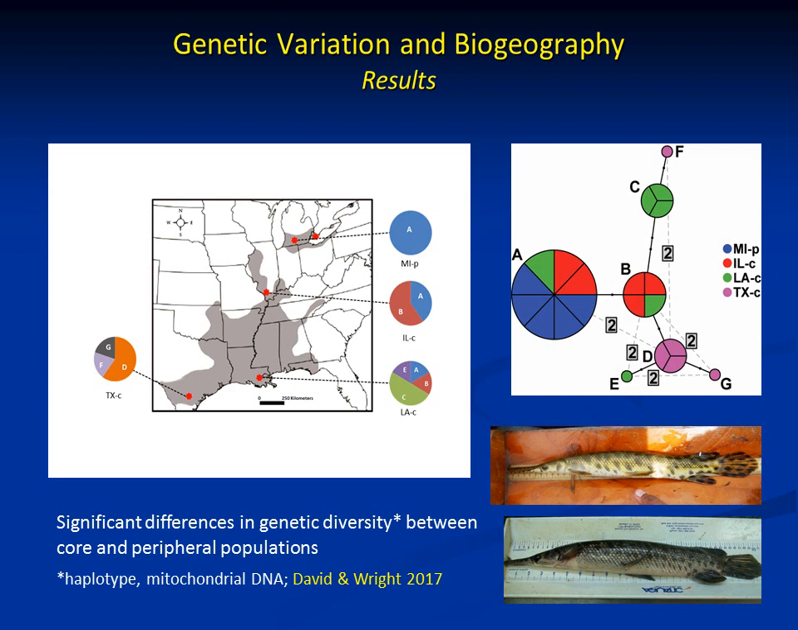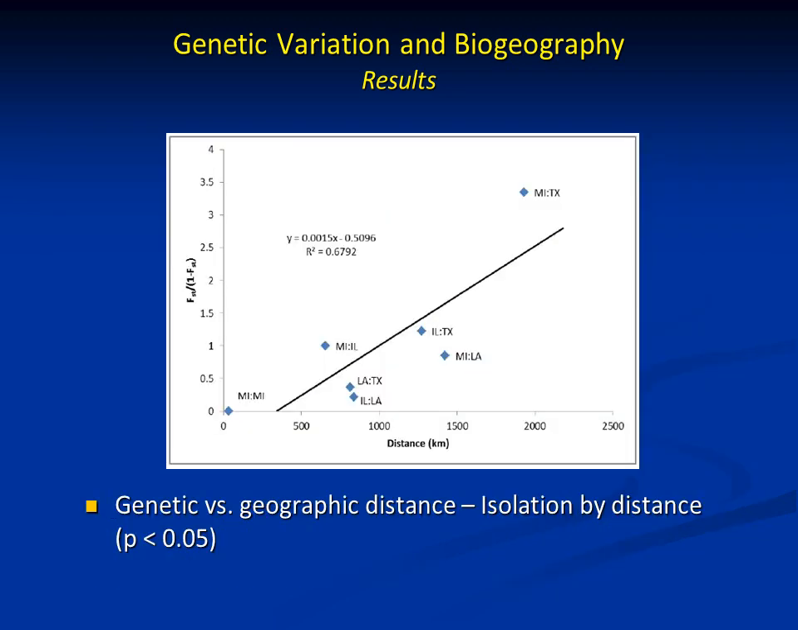So what I want you to think about are those earlier discussions we had about divergence between the Texas population and the rest of the core population. Remember that the Texas populations here are probably not going to be connected to the Louisiana or Mississippi River populations. So Texas has had a fair amount of time to diverge, and I want you to dig into that David and Wright 2017 paper to learn more about those differences there.